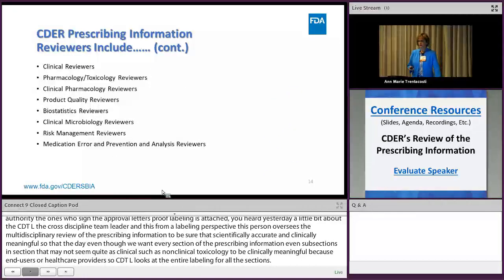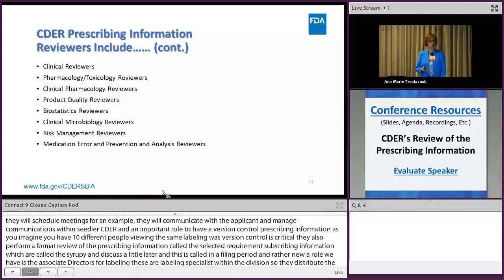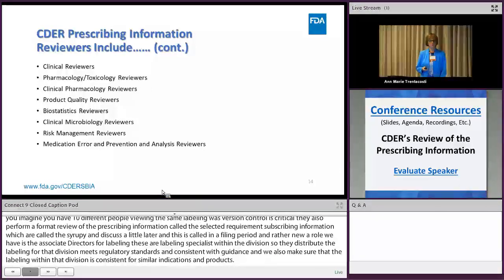This is a list of other core reviewers. The core reviewers include not just the primary reviewers, but the supervisors and team leaders for these reviewers. And they provide subject matter expertise and ensure that the labeling is scientifically accurate. The risk management reviewers may only be involved if the product has a REMS with ETASU, the elements to assure safe use. You've heard a little bit from Lubna about the medication error prevention analysis reviewers and what they do as well.